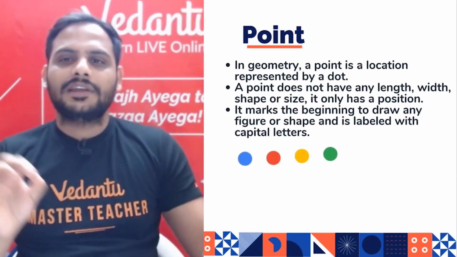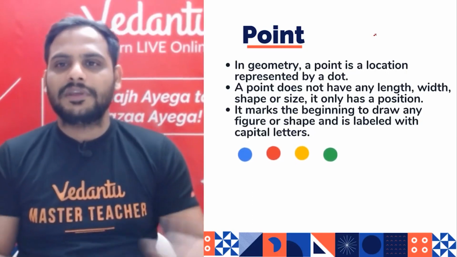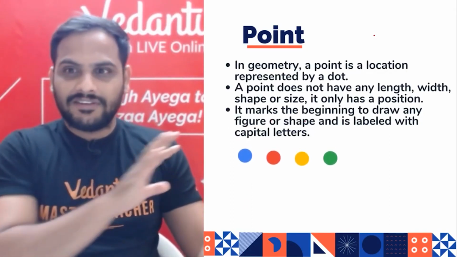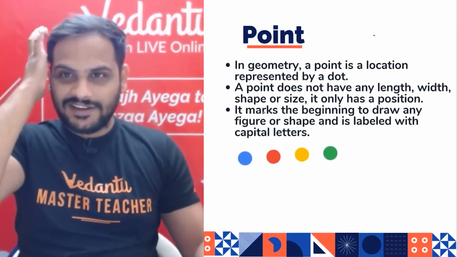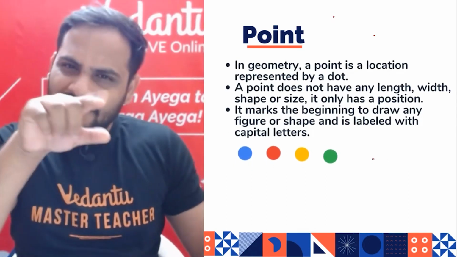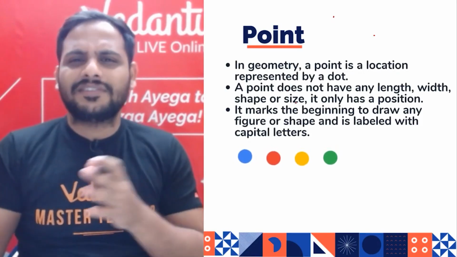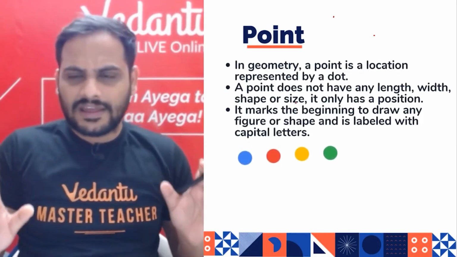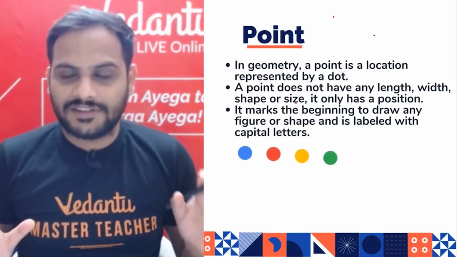A point is like a location represented by a dot. This will be a point. Now remember, a point does not have any length, width, shape or size. If I ask many students what the shape of a point is, they'll say, sir, circular, like a circle. No, we don't generally say what its shape is. A point doesn't have any shape or size, it doesn't have any length or width, so it's a dimensionless thing.